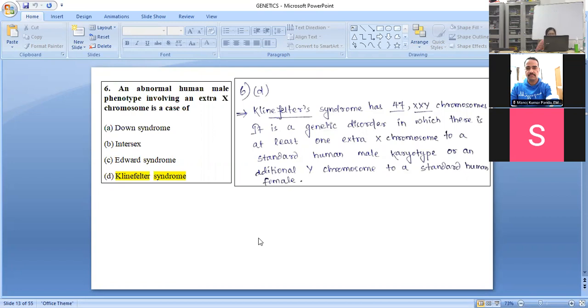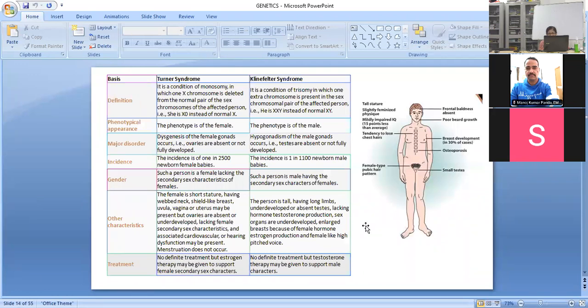It's always Klinefelter's. Klinefelter's has 47 chromosomes, with one extra X chromosome, and it's a genetic disorder in which there is at least one extra chromosome to the standard human male karyotype. So it always has to be linked to male. Expression is always in a male with an extra X chromosome, and as there is an extra X chromosome, it will have certain extra characteristics that are mostly female characteristic features because it has an extra X.